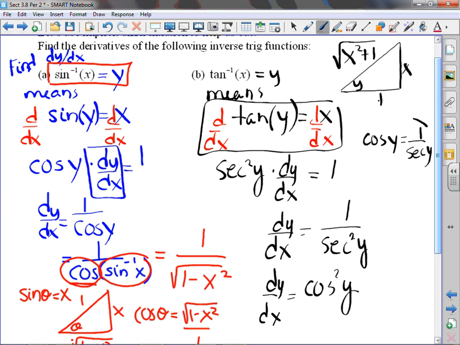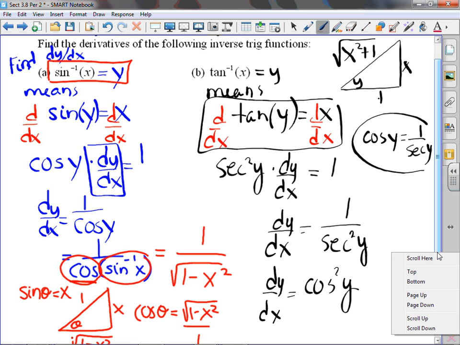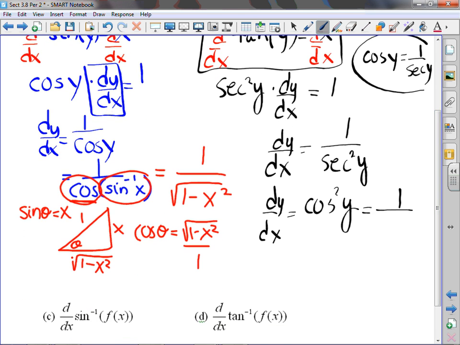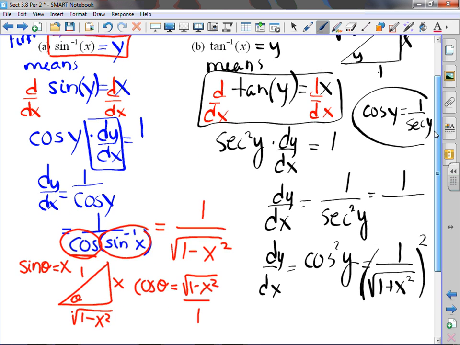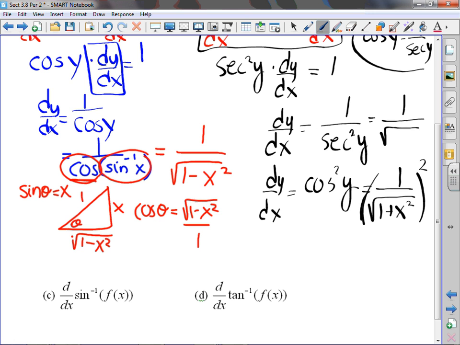Because cosine of y is the same as 1 over the secant of y. It's just squared, that's all. And so I'm going to take the cosine of my angle. What's the cosine of this angle? 1 over that thing, and we're going to square it. So it's 1 over the square root of x squared plus 1, and we're going to square this thing. Because 1 over the secant is equal to the cosine. We could do it this way: 1 over, and then what's the secant of my angle? It's just the hypotenuse, the square root of x squared plus 1.